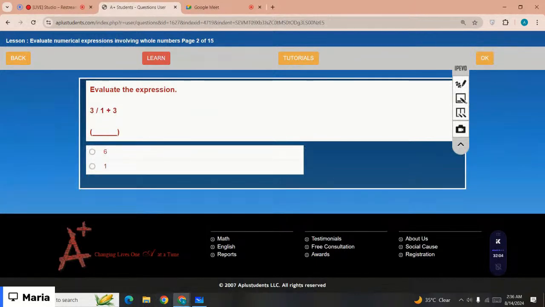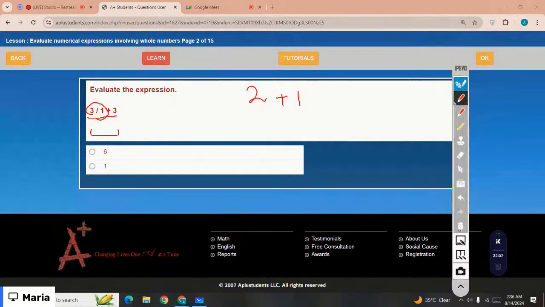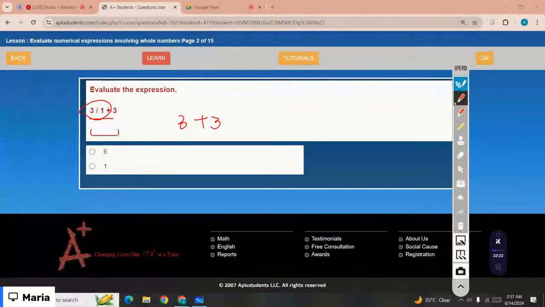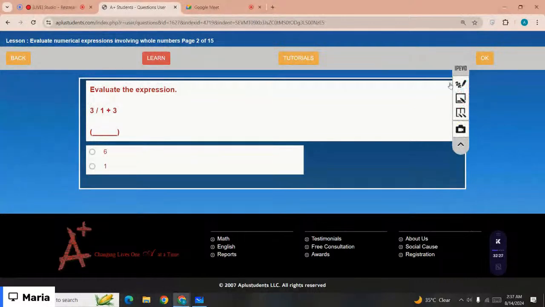3 divided by 1 plus 3. So from left to right, you have to divide first because division has the priority. I will show you, just wait for a while. 3 divided by 1 is 3, and then you have to add. So 3 plus 3 is 6. The correct option is 6. Option number 1 is the correct option. Got it?